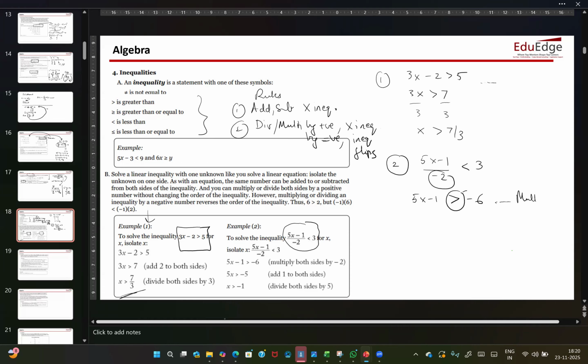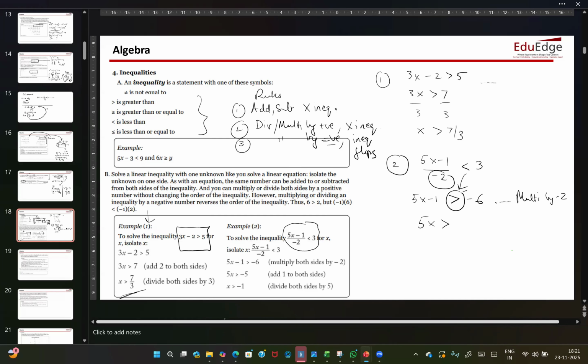Okay. We have multiplied both sides by minus 2. So the inequality flips. From less than it becomes greater than. And that's the third rule here which I've written: if you multiply or divide by a negative, the inequality flips in sign. And now we can collect all the constant terms together.